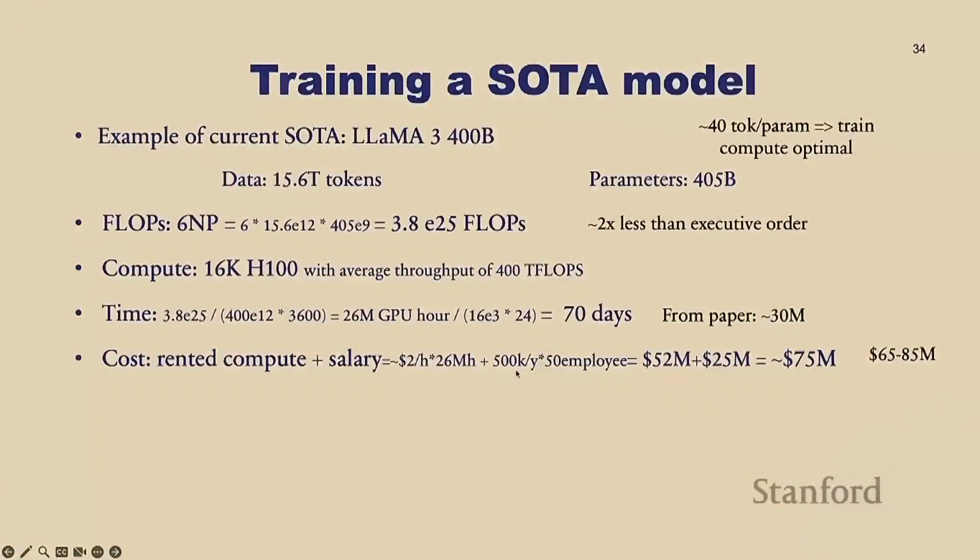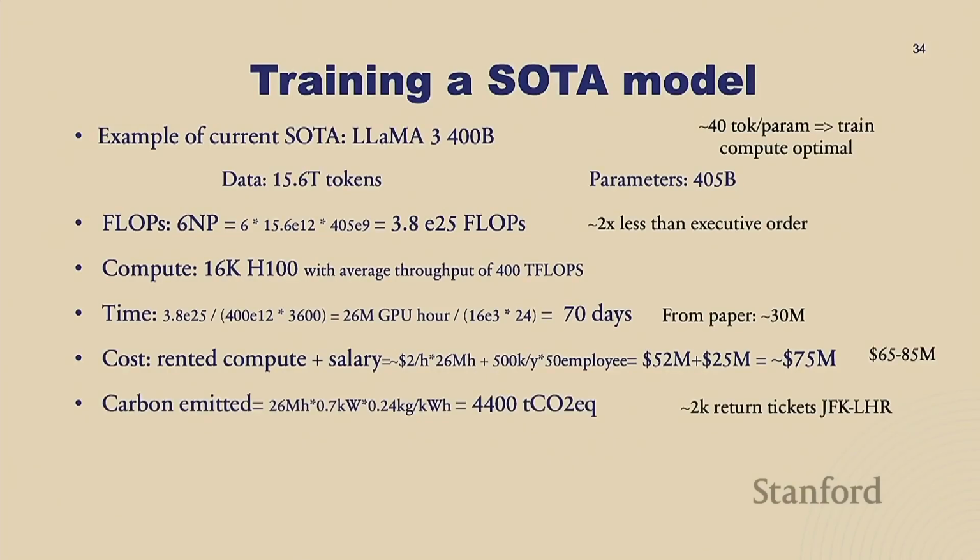Now salary: I said 50 employees, $500K per year. It's probably the right ballpark, 25 million. So if you put it all together, around $75 million for training this Llama model. I'm probably off by like 10 million, but that's kind of the right ballpark.